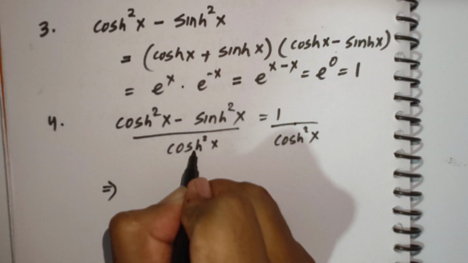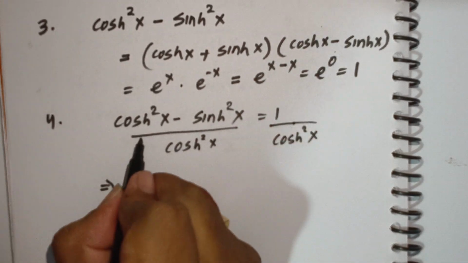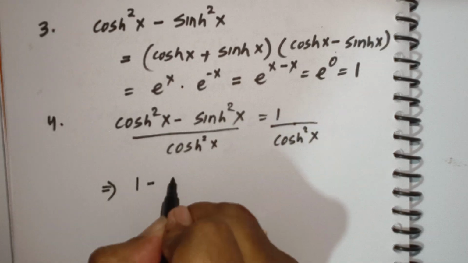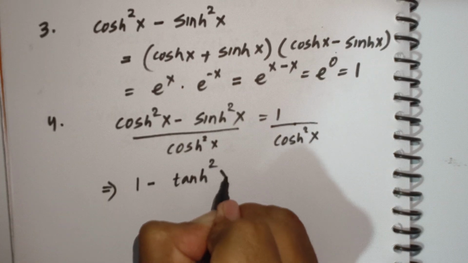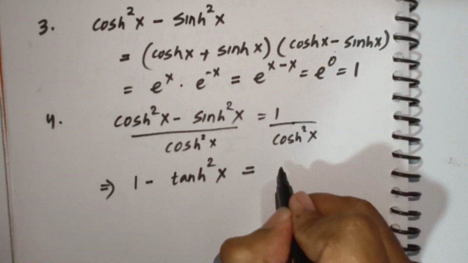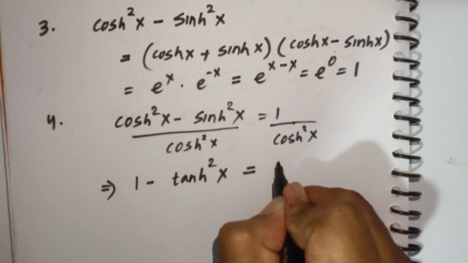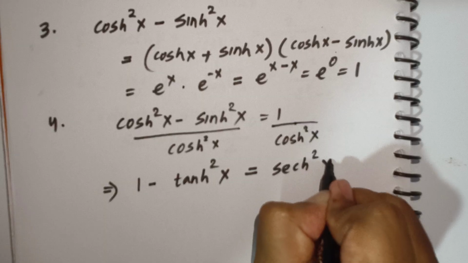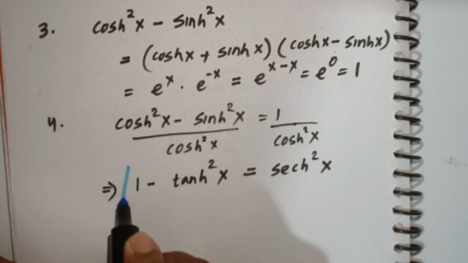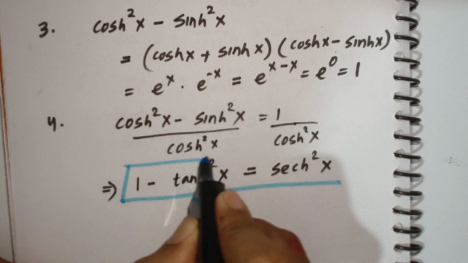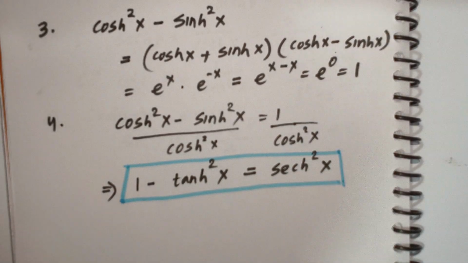Left side, divide this one with this one and this one. So here you have 1 minus hyperbolic tangent square, which is the same as secant hyperbolic. So till now we have the identity: 1 minus hyperbolic tangent square is secant hyperbolic square.